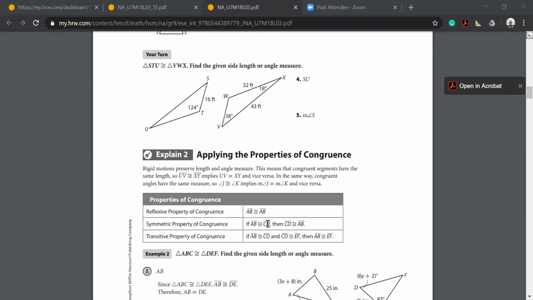The second property, symmetric property of congruence. If AB is congruent to CD, then CD is congruent to AB. Like when I tell you if X equals Y, so Y equals X. You just flip the two together, and it will be a true statement, right? When I tell you that X is equal to Y, so Y is equal to X, it is the same thing. This is called the symmetric property.